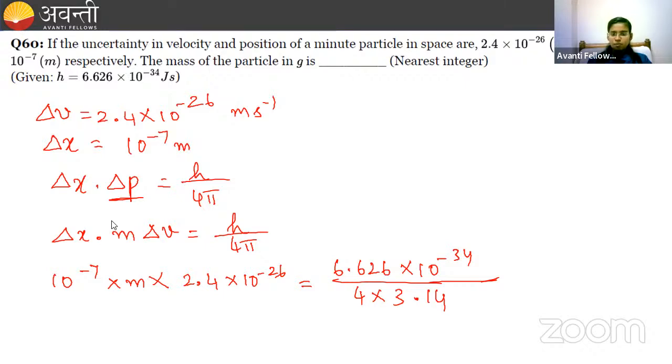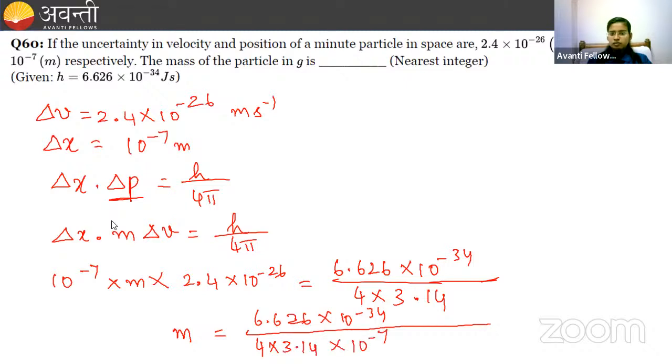Okay. Now keep m one side and bring all other terms to the other side. You'll have 6.626 into 10 to the power minus 34 divided by 4 into 3.14 into 10 to the power minus 7 into 2.4 into 10 to the power minus 26. Okay. So here on solving this, we will have 6.626 into 10 to the power minus 1 divided by 30.144 kilogram.